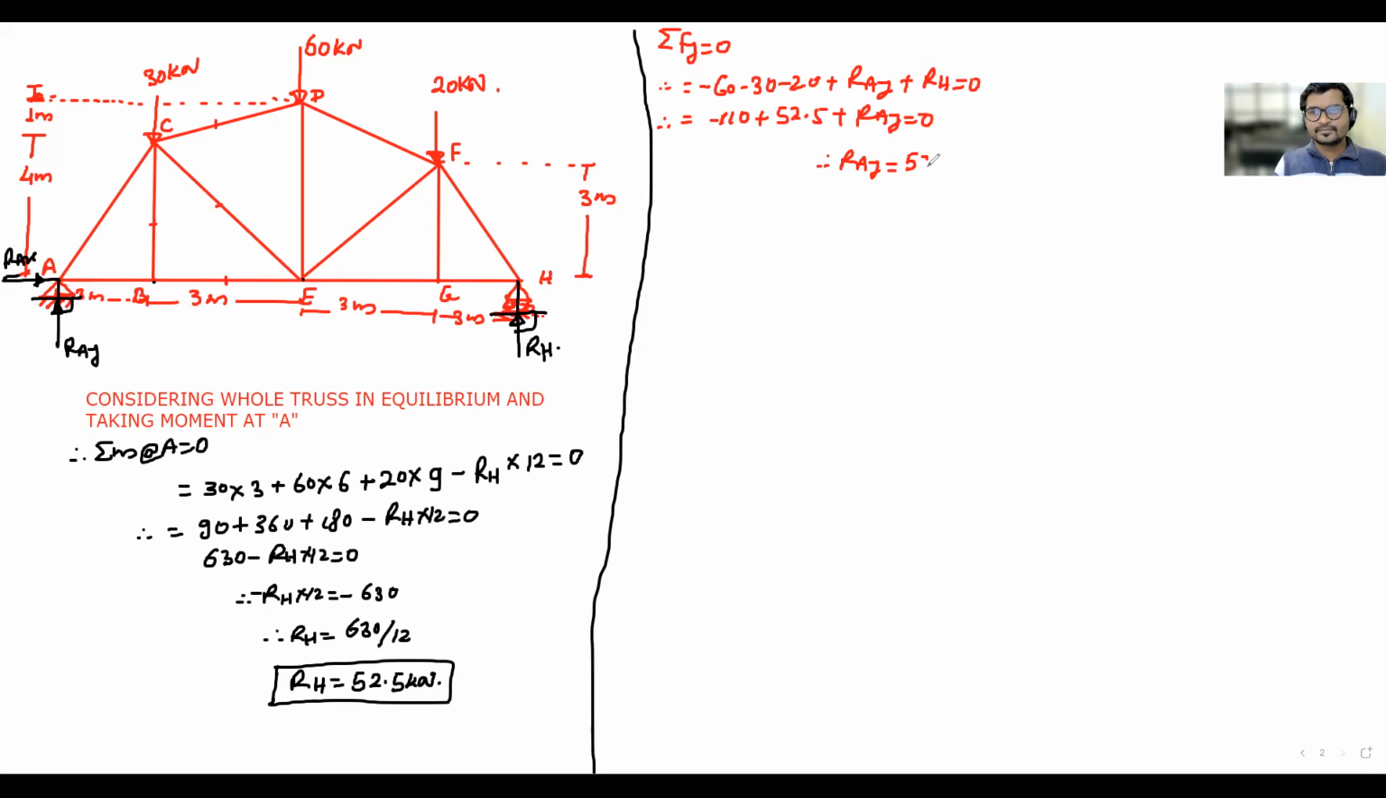57.5. Is that right? 57.5. This is the RAY. Did everyone get it? Yes. Next consider summation Fx equals to 0, you will get RAX equals to 0 kilonewtons. There is no other horizontal force on it, so we will get directly the magnitude for RAX as 0 over there.